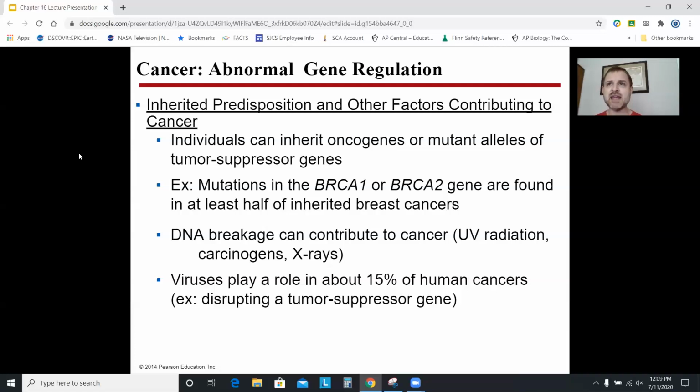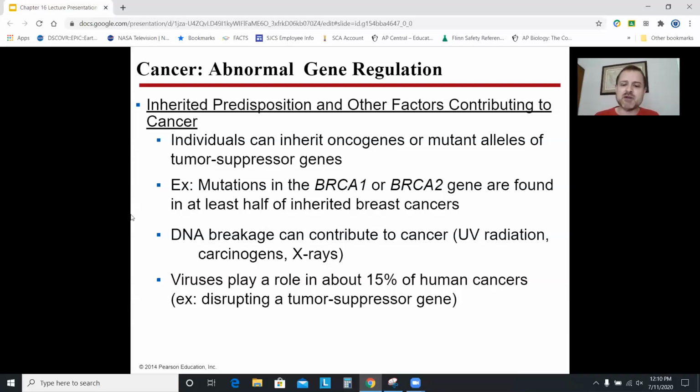So can you inherit cancer? You can inherit a predisposition to cancer for sure. Obviously, getting sunburns, carcinogens, smoking cigarettes, X-ray exposure can lead to cancer too. That isn't necessarily inherited. Those are things that happen to you during your lifetime.